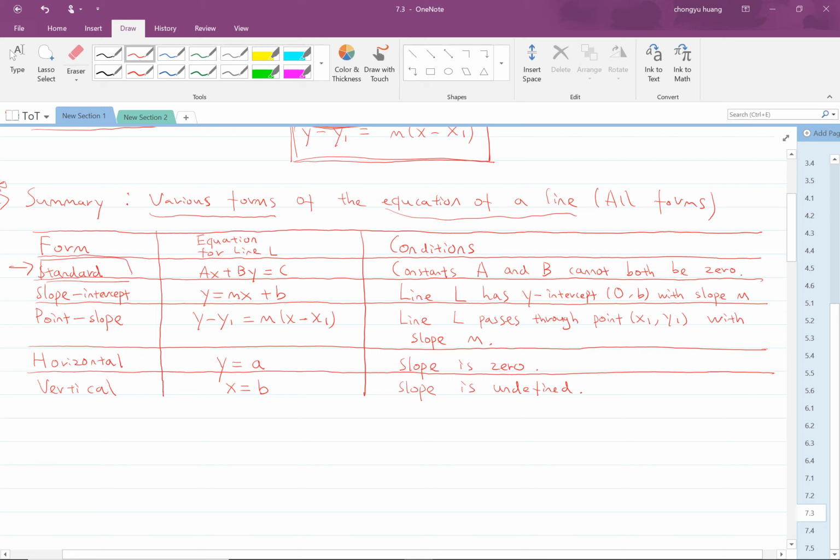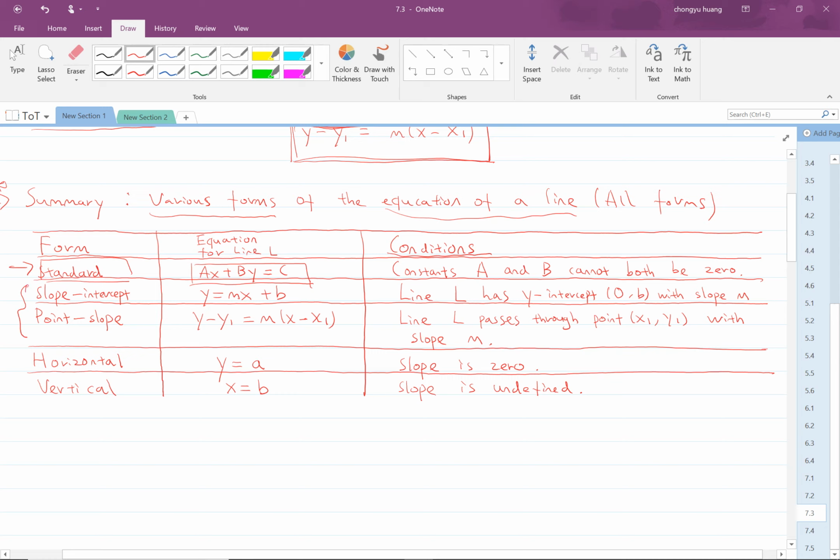The standard form is ax plus by plus c, as I read it, and the condition is that the constants a and b cannot both be 0. I think everyone is quite familiar with the standard form, right? So we are not going to talk too much about it here, because that's basically it for the standard form. We will focus more on two of the forms.